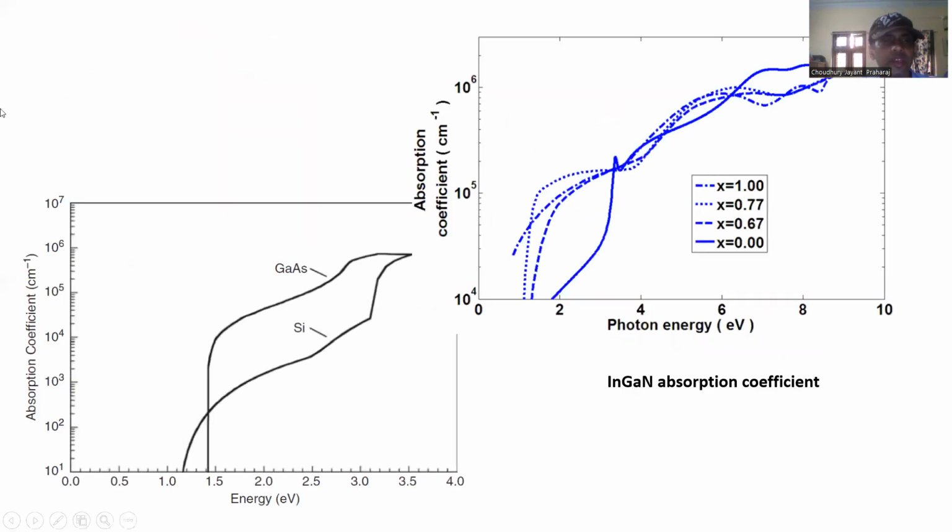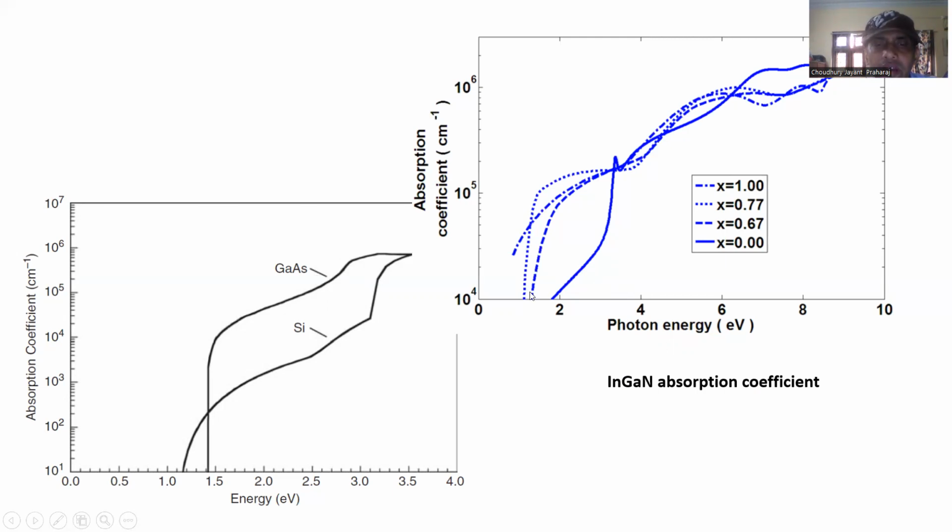This slide shows absorption coefficients as a function of photon energy for different material systems. We have direct band gap silicon, direct band gap gallium arsenide, and then we have indium gallium nitride of different indium compositions. So we show 4 different indium compositions in this figure. You can see that as the indium composition decreases, the absorption edge gets pushed to the right in photon energy.